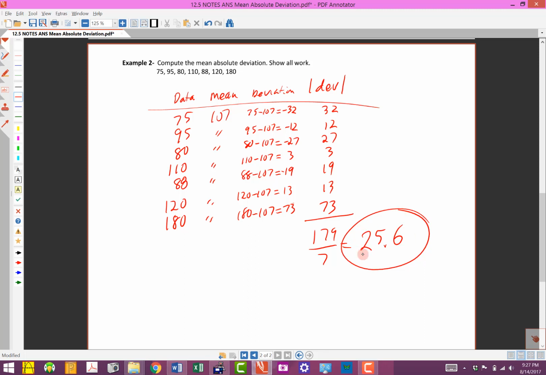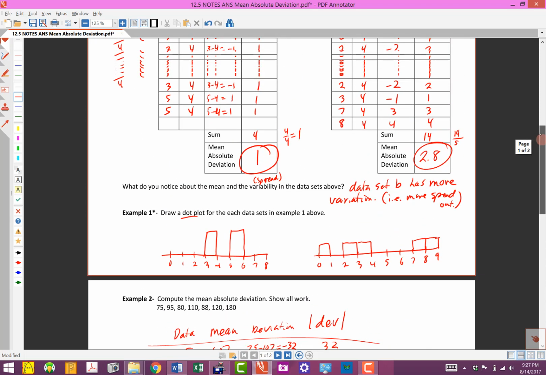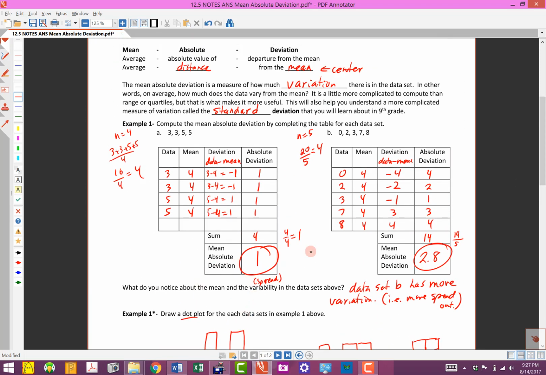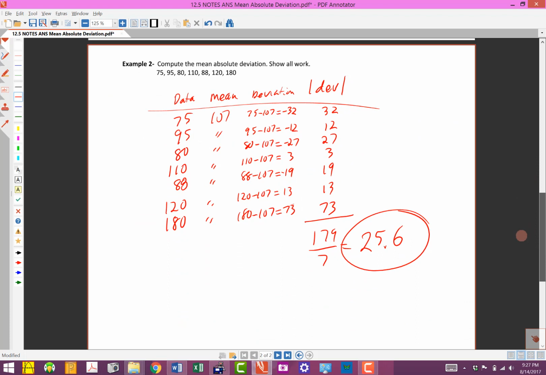So this is the largest absolute deviation we've gotten so far. So you remember on this one right here, they were pretty tightly packed together. They were all 3s or 5s, so they weren't very far from the mean of 4. These were a little bit more spread out. So the mean was 4, but the mean absolute deviation was 2.8. So a little bit more spread out than those. But then this one is really spread out. This one has a mean absolute deviation, or in other words, an average distance from the mean of 25.6.